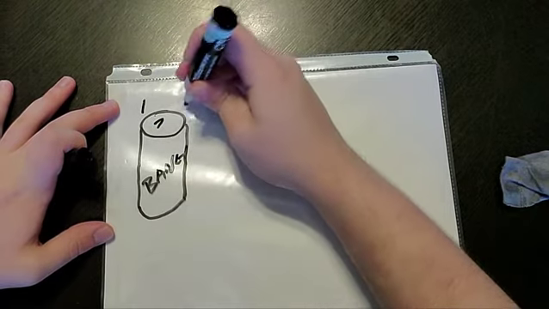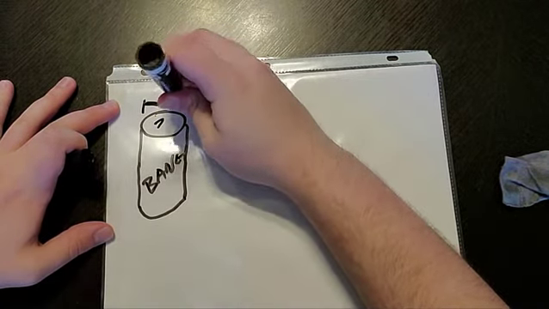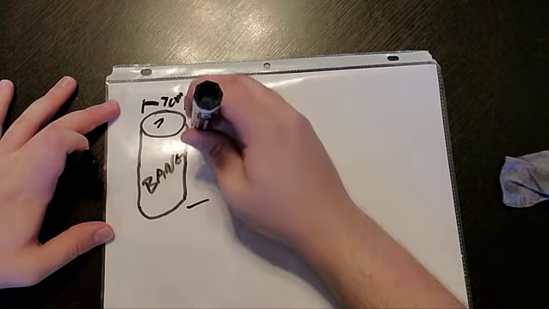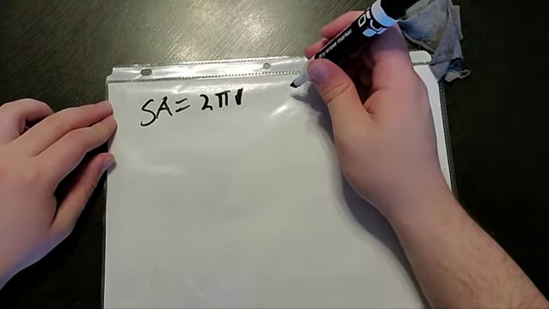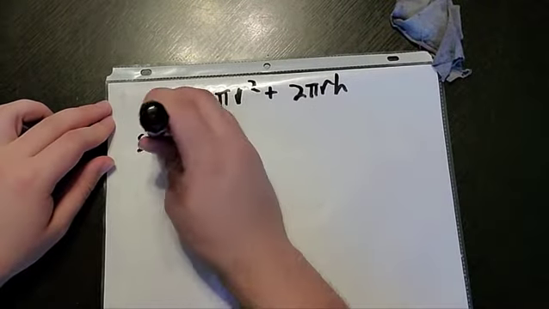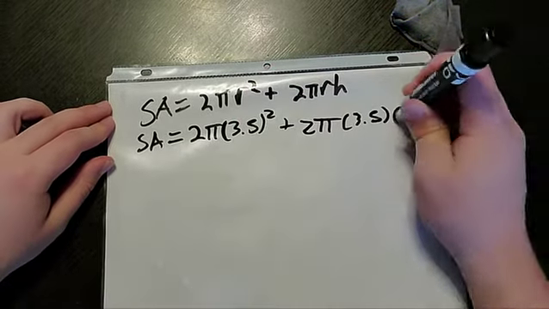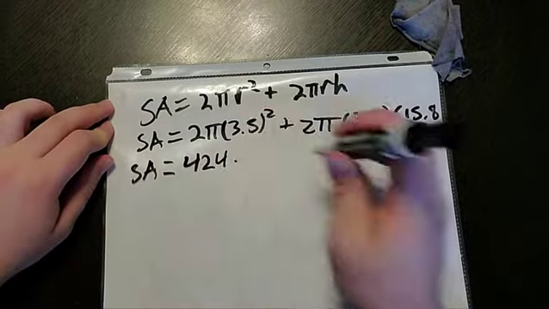As previously stated, the diameter of this can was 7 centimeters, as well as the length of this can being 15.8. Using what we know, we can calculate the can's surface area by putting in its radius where the radius goes and its height where its height goes. Solving this equation will give us the real surface area of a Bang can, which is 424.43 centimeters squared.